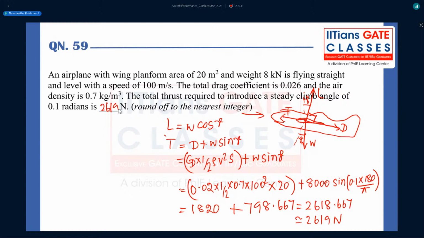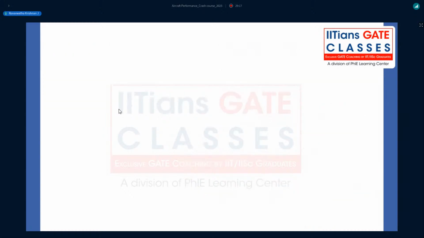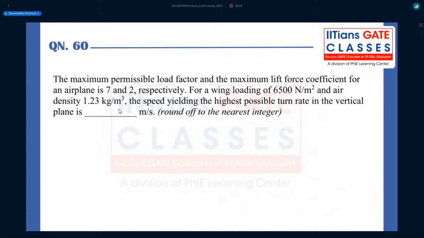Okay. Next. Question number 60. The maximum permissible load factor and maximum lift coefficient for an airplane are 7 and 2. The wing loading is 6,500 Newton per meter square. Air density is 1.23 kilogram per meter cube. The speed yielding the highest possible turn rate in the vertical plane is dash meter per second.